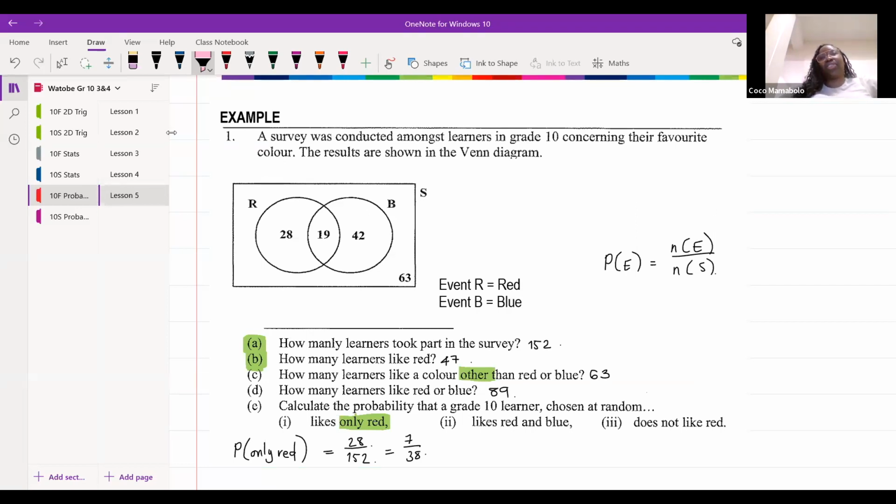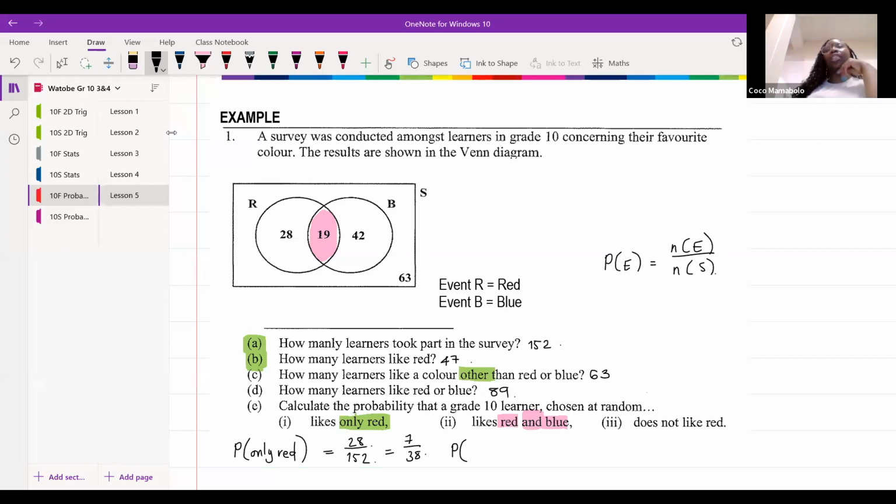Okay, do you want to answer this next question for me? Yes, please, ma'am. I'm looking for the probability that one of the learners chosen at random likes red and blue. What do we know about this word and? That they both like the red and the blue, and that's 19 students. Correct, that's 19 students. Do you remember what we call this section here in the middle when we're talking about probability? There's a fancy name for it.